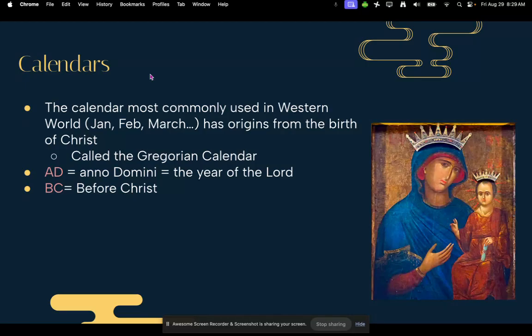All right. The calendar most commonly used in the Western world, the one with January, February, March, has origins from the birth of Christ. It's called the Gregorian calendar. AD means Anno Domini, which means the year of the Lord, so the year that Jesus was supposedly born. And then BC is before Christ.